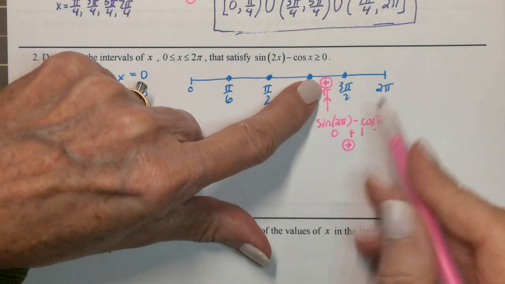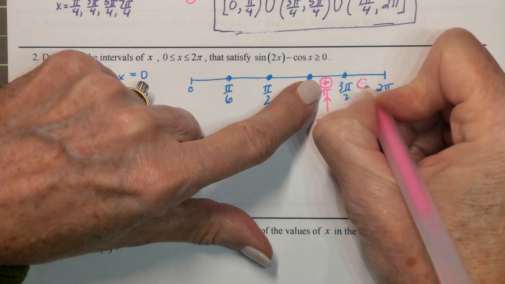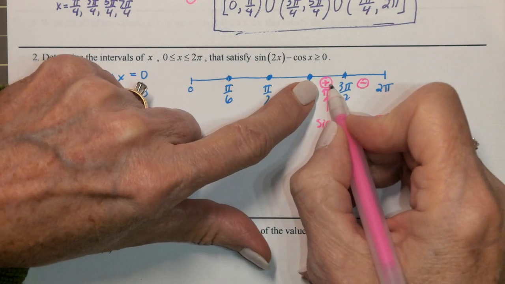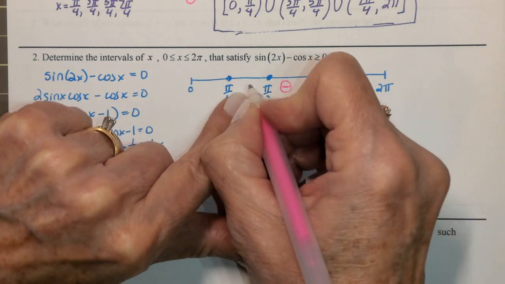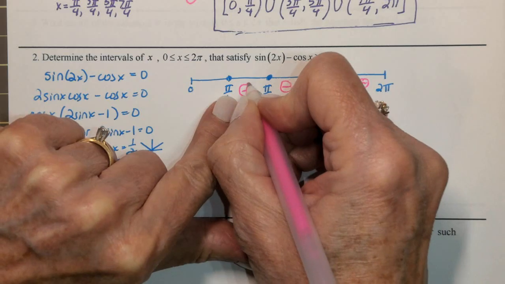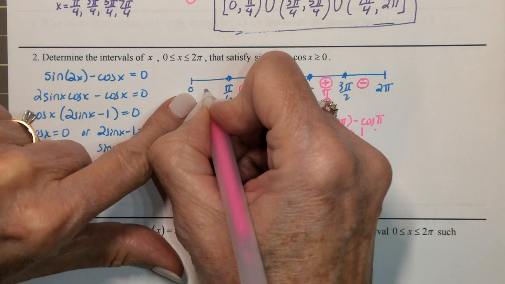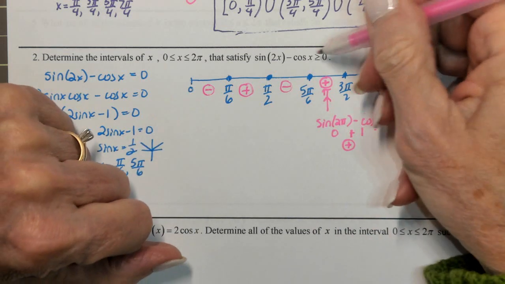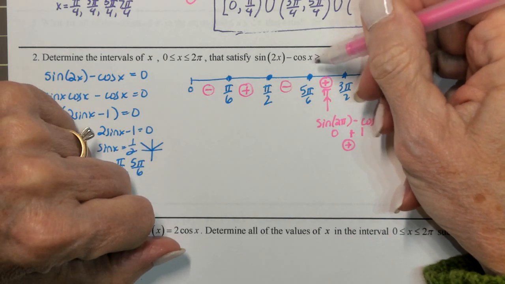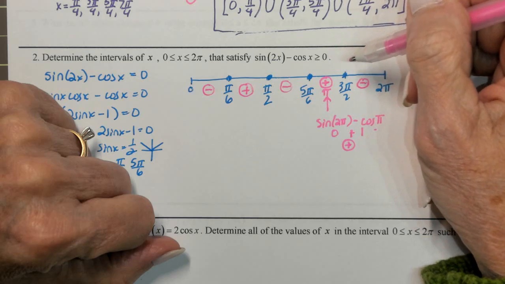So if it's positive here, it'll be negative there. If it's positive here, it'll be negative here. Negative, positive, it will alternate. Positive, negative. Okay? So we wanted greater than 0, right? We wanted greater than 0.